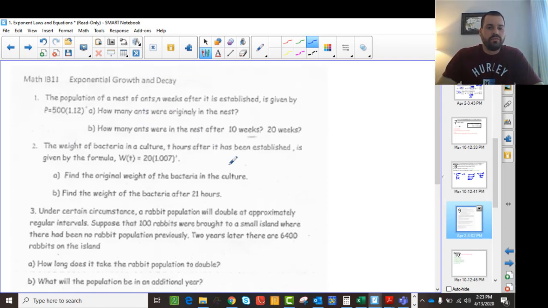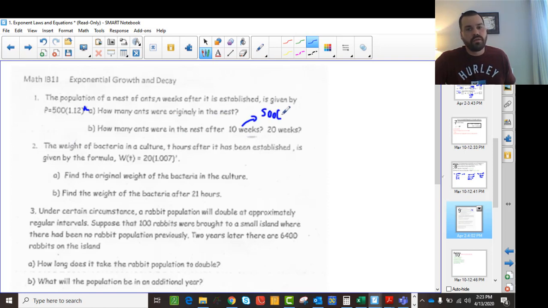We're not going to go through all of them, but I just want to point out this one. It says the population of a nest of ants n is given by this formula: 500 times 1.12 to the n, where n is the number of weeks. So to get the answer for 10 weeks, we will go 500 times 1.12 to the 10th power. For 20 weeks, we would do 500 times 1.12 to the 20th power.